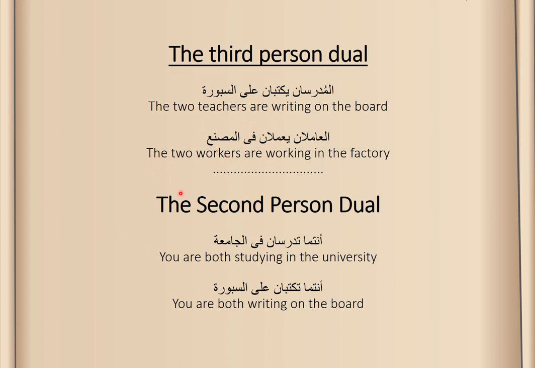The second person dual. Antuma tadrusani fil jami'a. You're both studying in the university. Antuma taktubani ala sabura. You're both writing on the board. You see that the verbs that are أفعال الخمسة here are yaktubani, ya'malani, tadrusani, and taktubani. The reason why they are all أفعال الخمسة is because alif and noon are attached to their ends, which make them أفعال الخمسة.